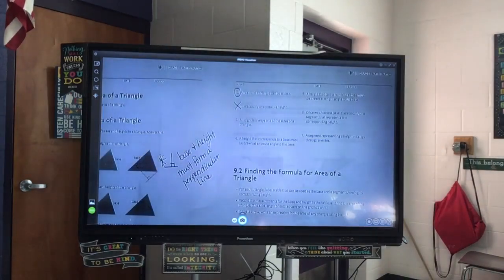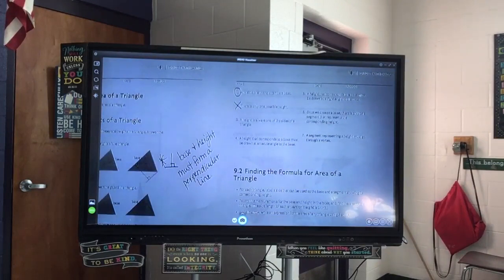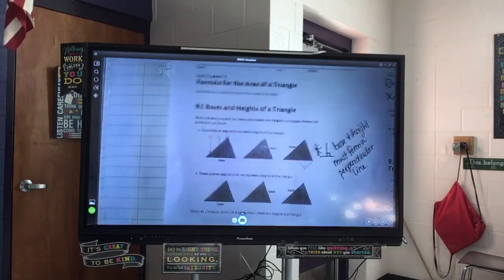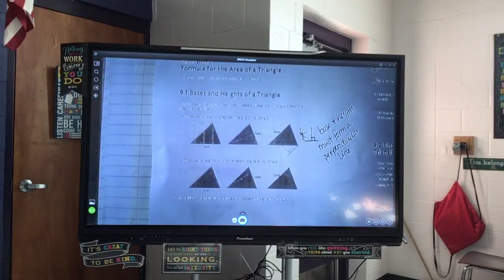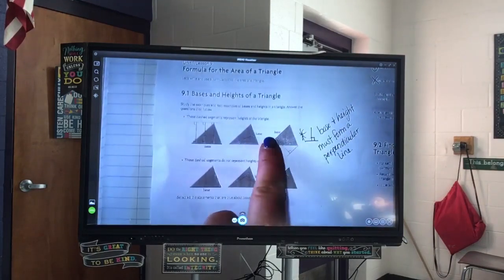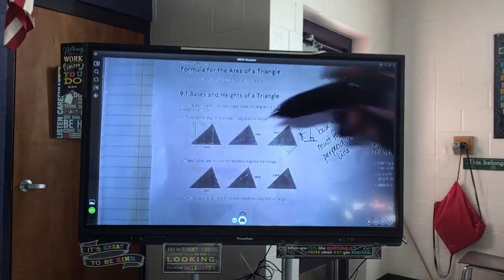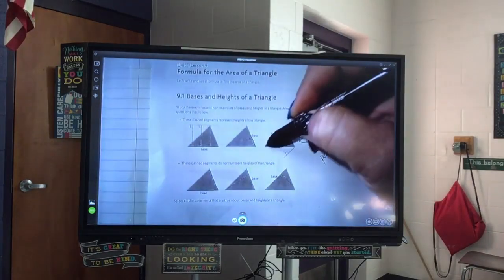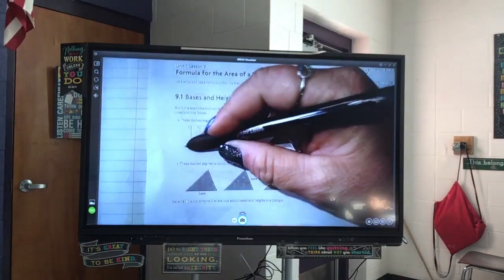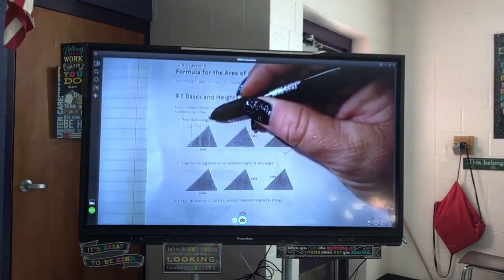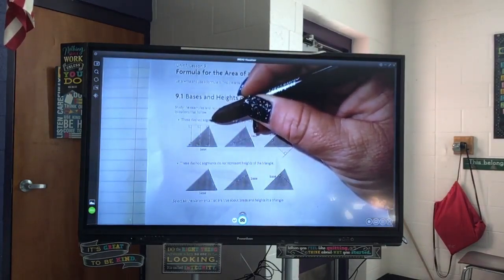Alright, number 3, it says a height is always one of the sides of a triangle. Stand up if you think that is true. Okay, alright, so let's talk about our examples again. So, looking at the ones that are correct examples, are they the side? Troy? Alright, so this is your base right here, this is your height. This is your base right here, this is your height, this is your base right here, this is your height. So do they have to be on one of the sides?